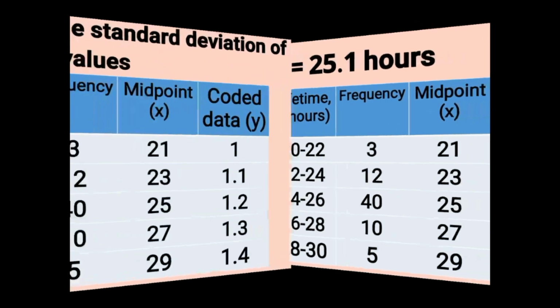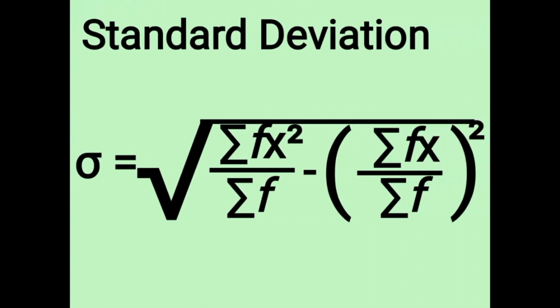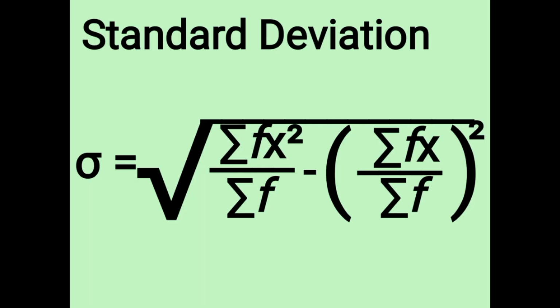Now estimate the standard deviation of the coded values. We can use the formula for calculating the standard deviation for data given in a grouped frequency table. I've already covered calculating the standard deviation for data given in a grouped frequency table in one of my previous statistics videos. If you want, check it out for more details. So, the standard deviation is the square root of the mean of the squares minus the square of the mean.